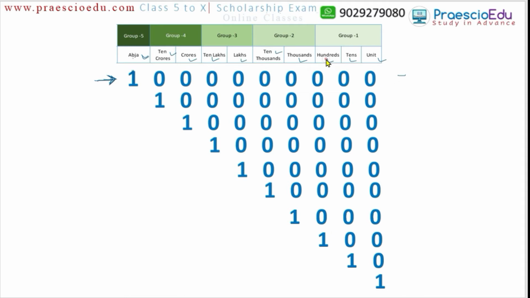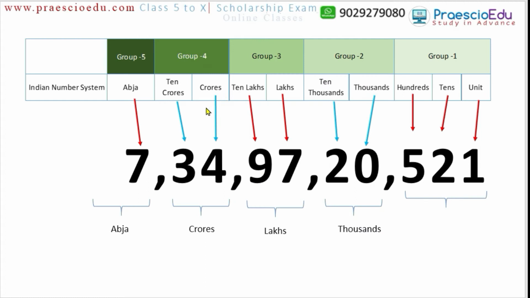Suppose here at the 100, what is the place value? The place value is hundreds. Multiplied by the face value, that will be the place value. The position is of this particular place, the 100 place. Okay, with some examples we will try to understand. Now the same table here, grouping 1, 2, 3, 4 and 5 up to the abja from the unit. Now this is the example. In the last video also we took the same number. For your understanding I carried the same number here also.